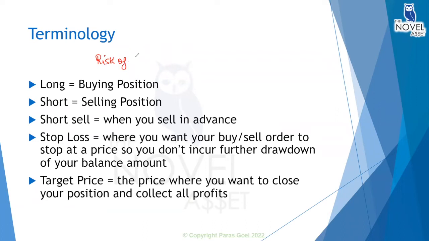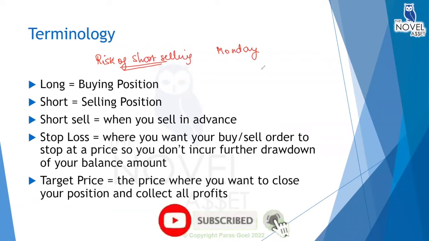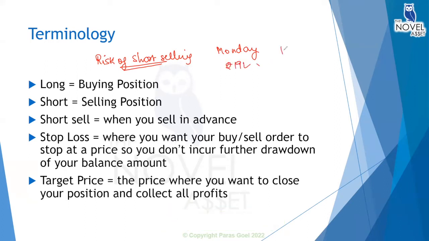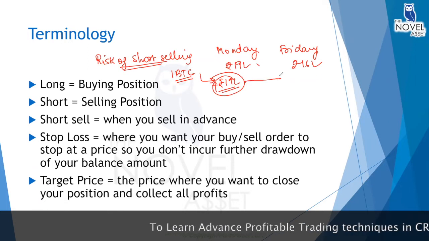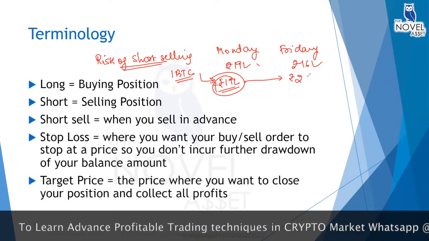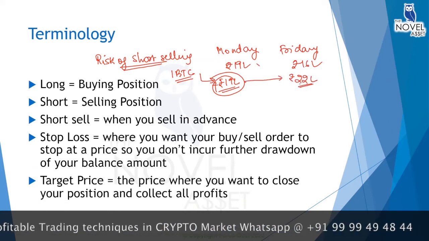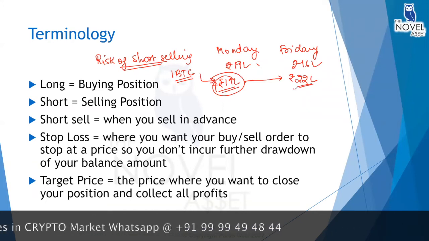Now the risk of short selling. There is one thing, the risk of short selling. Let's say on Monday, I have an analysis that the price of BTC will go down. It is right now at 19 lakh rupees, and till Friday I am assuming the price will go to around 16 lakh rupees again. I went to my broker, Binance, and asked him to loan me 1 BTC. I sold the same BTC on Monday and received 19 lakh rupees in payment. But on Friday, what happened? The price increased and went to 22 lakh rupees.